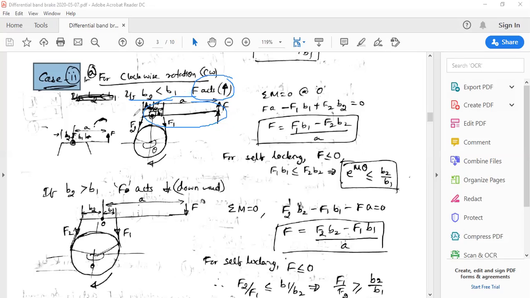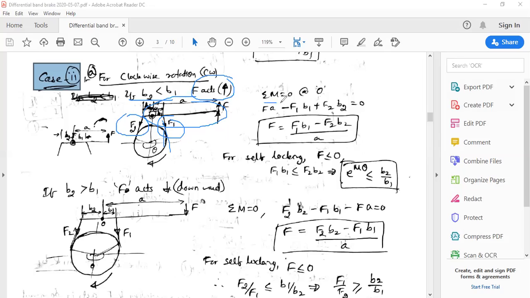So downward means if I redraw the sketch by keeping the lever on the downward side, F will be again in the downward direction itself. And the only change is what? The direction of clockwise and anti-clockwise rotation. If it is rotating in clockwise direction, F1 is this one and F2 exists at this side. So this will be the pushing side and this will be the pulling side.